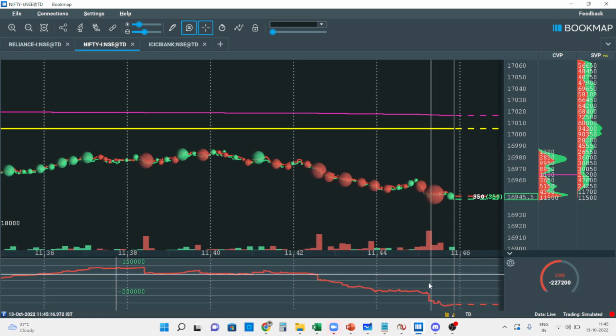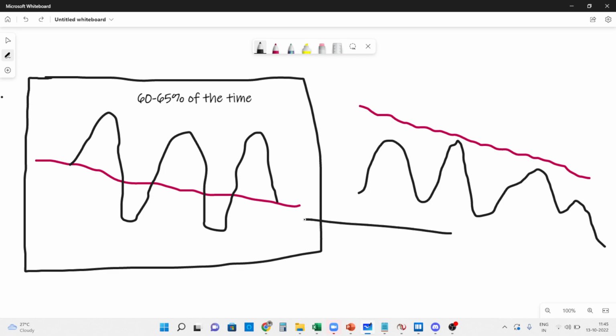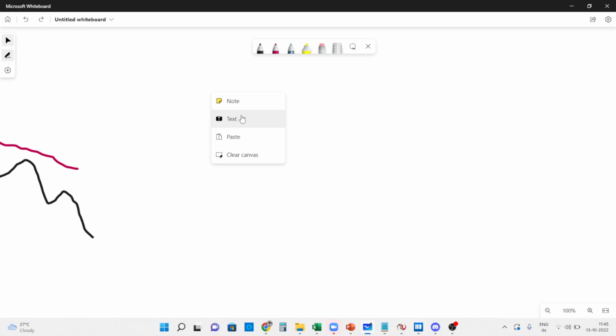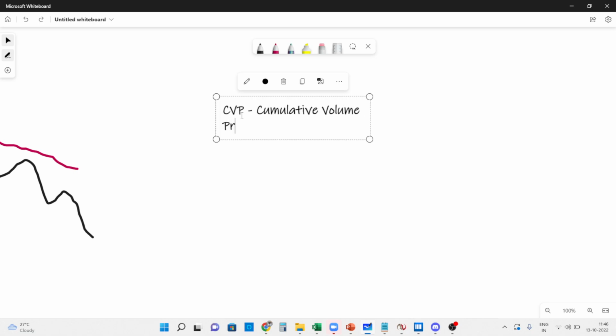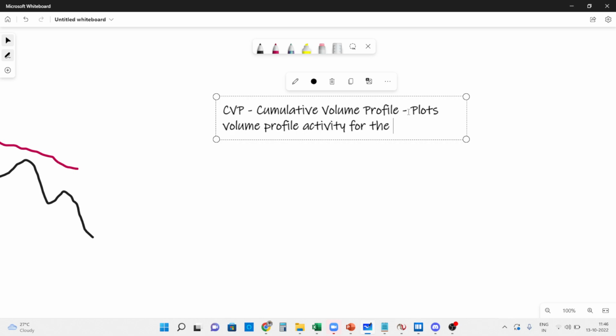Right? So what is CVP? So let's try to get some basics about CVP. CVP, I think it is cumulative volume profile. So it plots volume profile activity, not for the day, but for the visible space, visible charts.